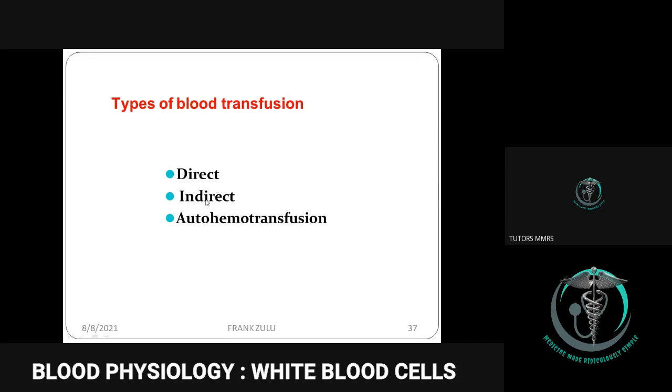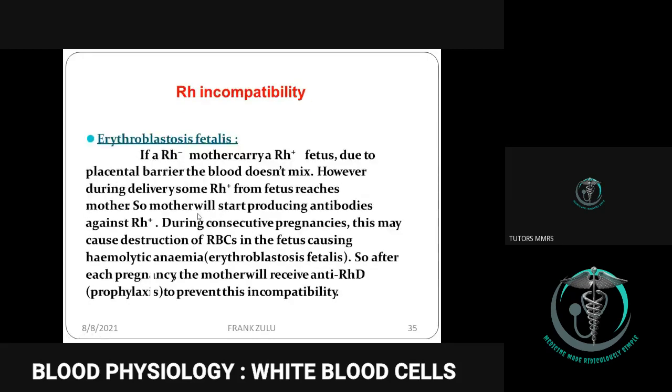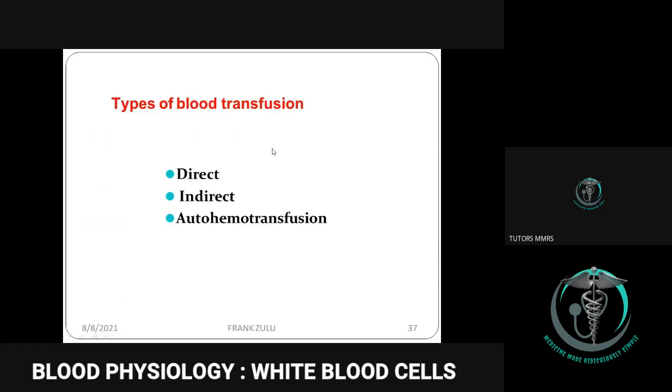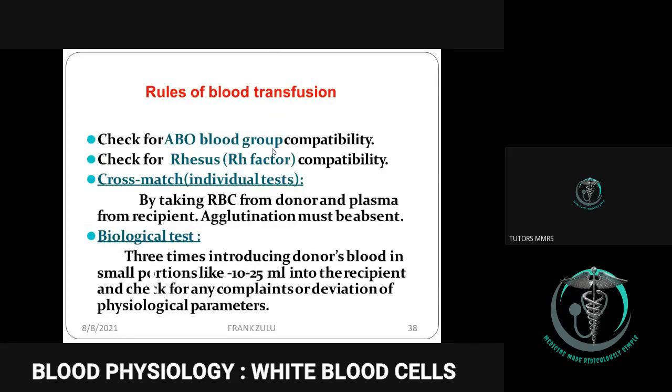I think in other countries they are doing it, where you give a fetus blood. In fact, hydrops fetalis is now being treated. Fetuses are able to be given blood in utero. Okay, those are some of the things that you look out for when you're checking for blood groups.